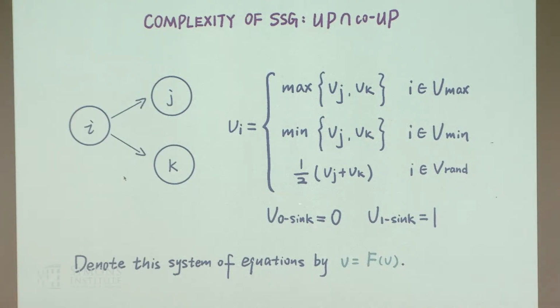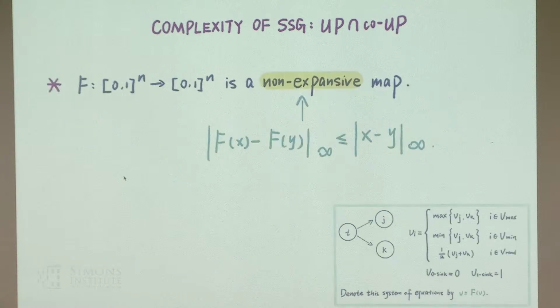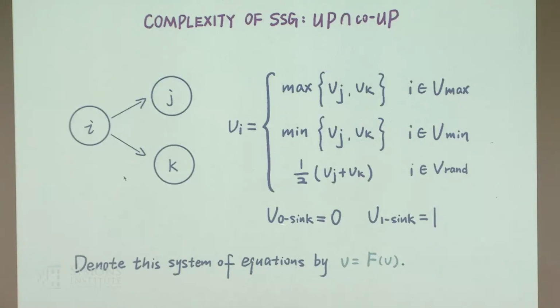And we also require the zero sink and the one sink to be 0 and 1 respectively. So let's say this system of equations is defined by V equals F(V). So this is exactly a fixed point. F is this system of equations. V is a vector, the value vector, and F_i(V) is this max or mean or linear equation.